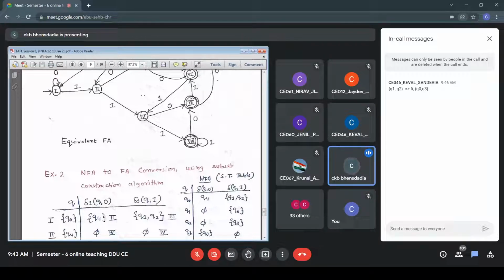Next we take up state number 3. The subset is Q1, Q2. Q1, Q2 on 0 and 1. Look at the right hand side of the table for NFA. Very simple. It's the union of those entries. Q1, Q2 on 0 and 1, union of those entries. So it is phi, Q0, Q3.